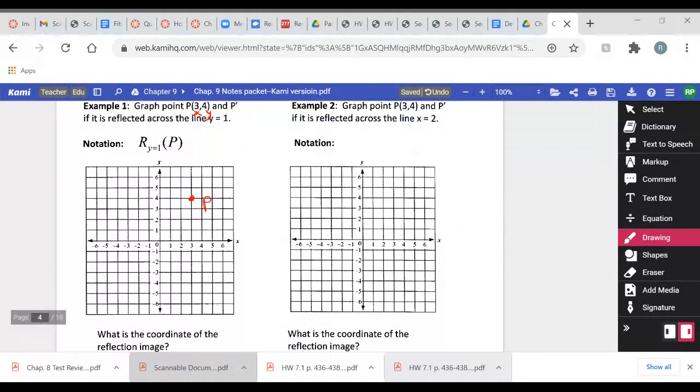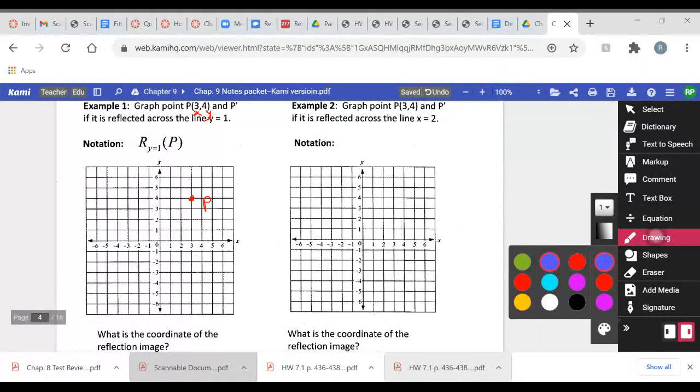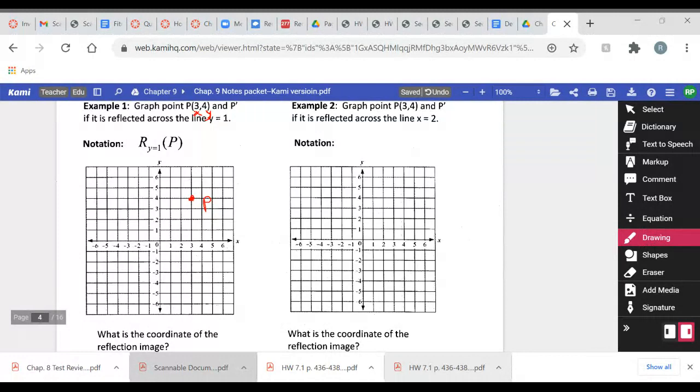All right, then it says it's reflected about the line y equals 1. So he just talks about that anytime it says y is equal to a number, it's going to go through the y-axis at that number. So it's going to end up being a horizontal line. And now if I want to reflect that point across that line, and that's what this notation is saying, capital R means reflection, y equals 1 is my line of reflection, and P is the thing that is getting reflected.